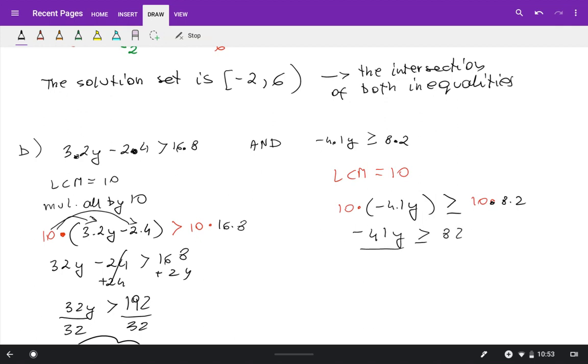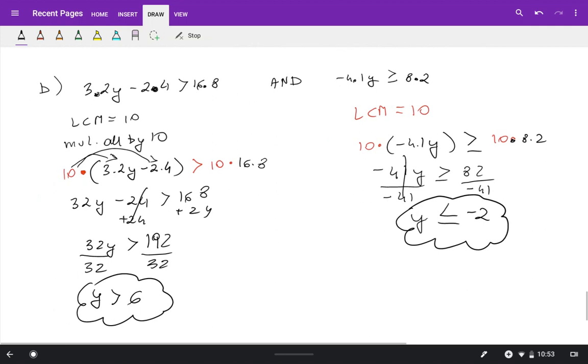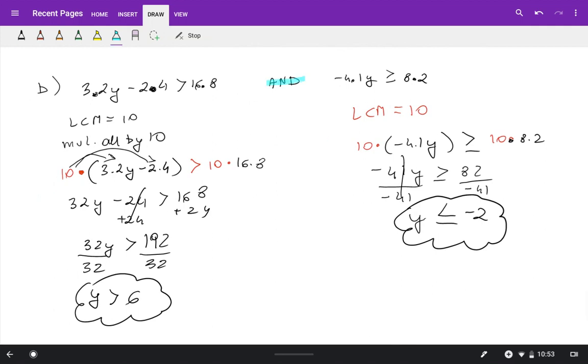And now we need to divide both sides by negative 41. And we're getting y, again, we're dividing by a negative, so reverse the inequality, less than or equal to, and you have 82 divided by negative 41. That will give you negative 2. So that's the second one. And again, we're looking for the intersection. Okay, intersection.